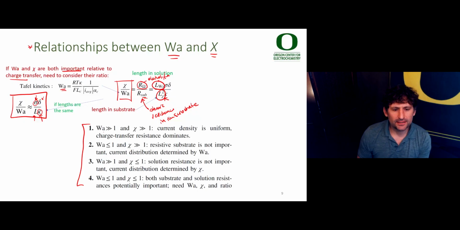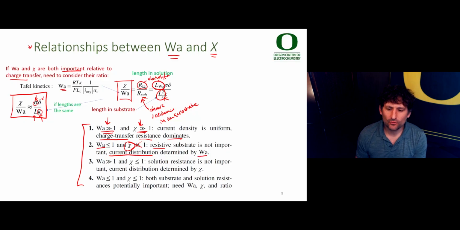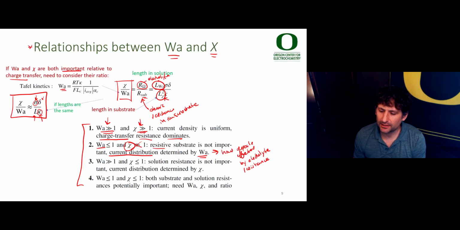If WA is much greater than 1 and chi is much greater than 1, the current density is uniform because charge transfer resistance dominates both these. But if WA, the Wagner number, is smaller than 1, and chi is bigger than 1, the resistive substrate is not important because chi is bigger than 1. The resistance of the charge transfer is much bigger than that of the substrate, so we could ignore that. And the current distribution is determined by the Wagner number. Remember, the Wagner number is how the deposit is affected by the electrolyte resistance.